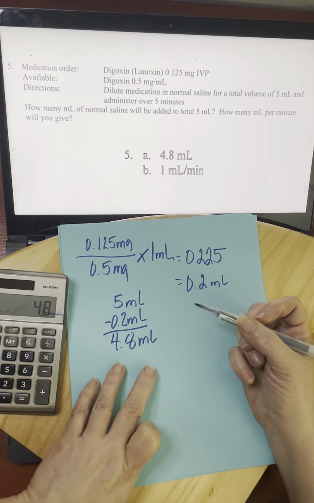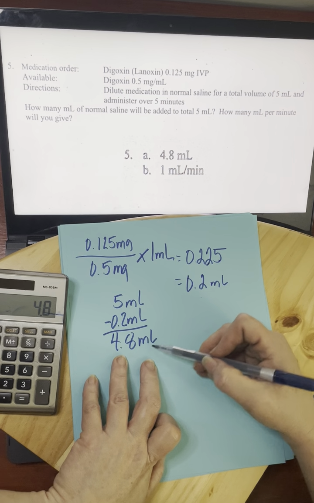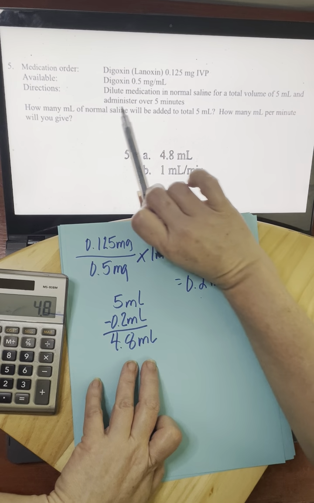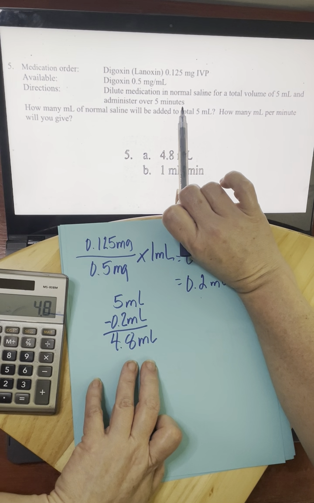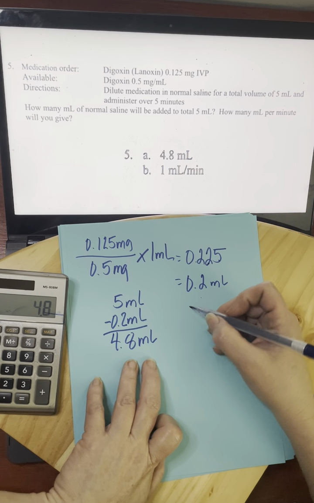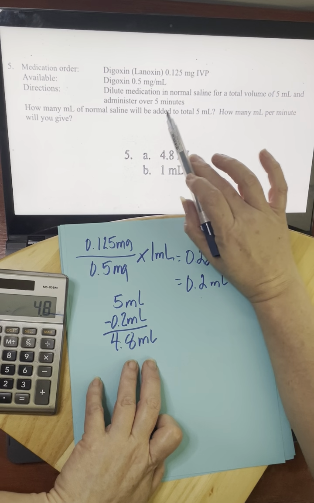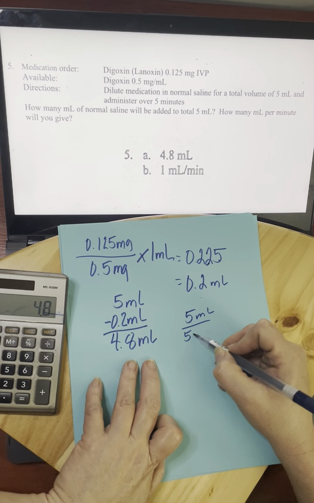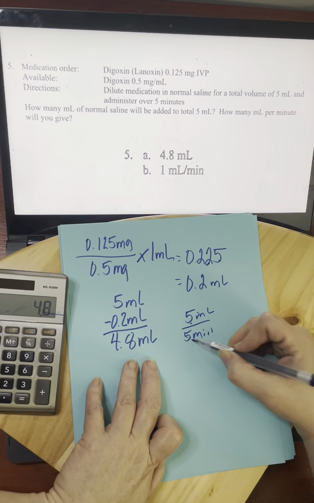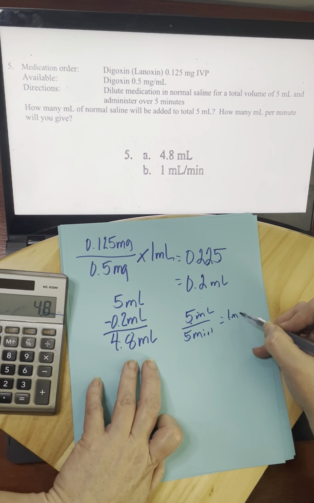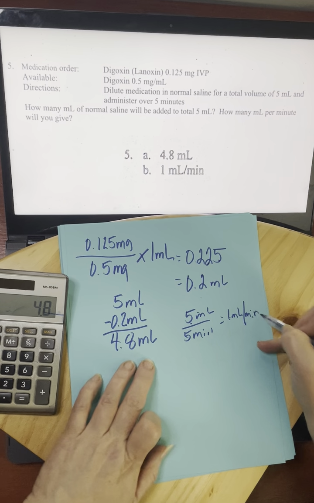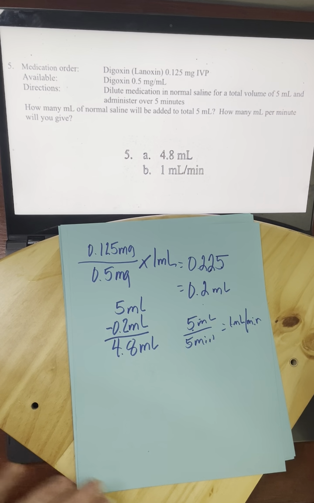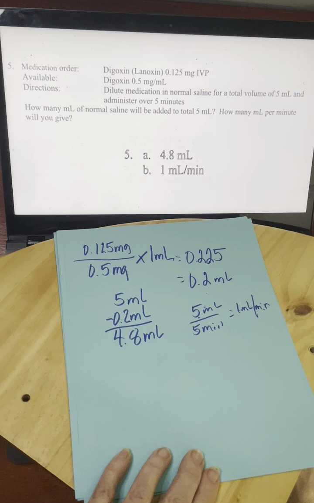So we add 4.8 to make a whole 5 milliliters, and then administer it over 5 minutes. So if you have 5 milliliters to go in over 5 minutes, that divided by that, you're going to give 1 milliliter per minute. You see that? Blink your eyes 3 times and then look again.